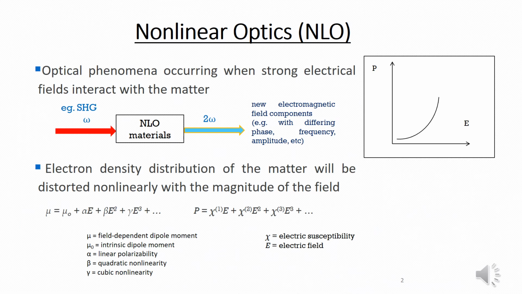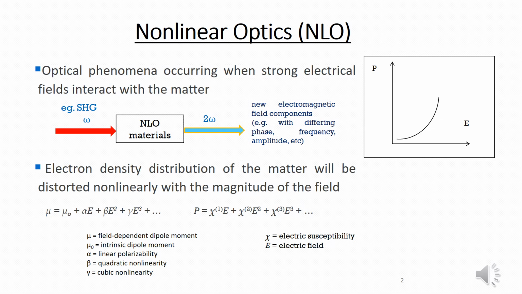Therefore, I would like to give a brief fundamental introduction about what nonlinear optics, NLO, is, and what makes a material have nonlinear optical effects. This is the optical phenomena that occurs when strong electrical fields interact with matter, for example a laser, which has very high intensity. Because it is so strong, it causes the electron density distribution of the matter to be distorted non-linearly with the magnitude of the field.